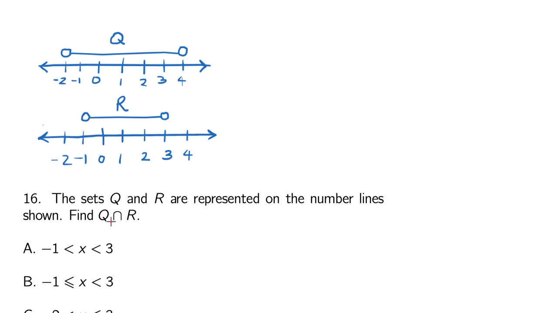Find Q intersection R, or Q intersect R. So we have Q that's shown as minus 2 to 4. If you wanted to write this using this notation, you could write it as a set of all x such that x is between minus 2 and 4. And then this set is going to be all x such that x is between minus 1 and 3. Now you want to find the intersection.